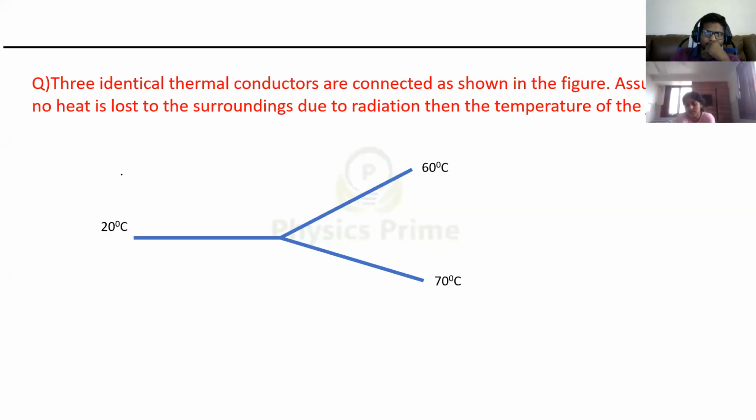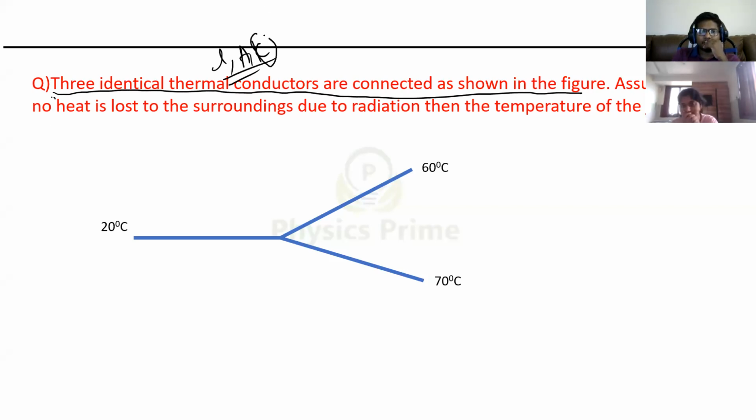Yeah, see the question here. Three identical thermal conductors are connected as shown. Identical means area and length will be the same. Same conductivity as well, K. Sometimes this K can be given different also. This A can be different also. L can be different also. We have to solve the problem accordingly.